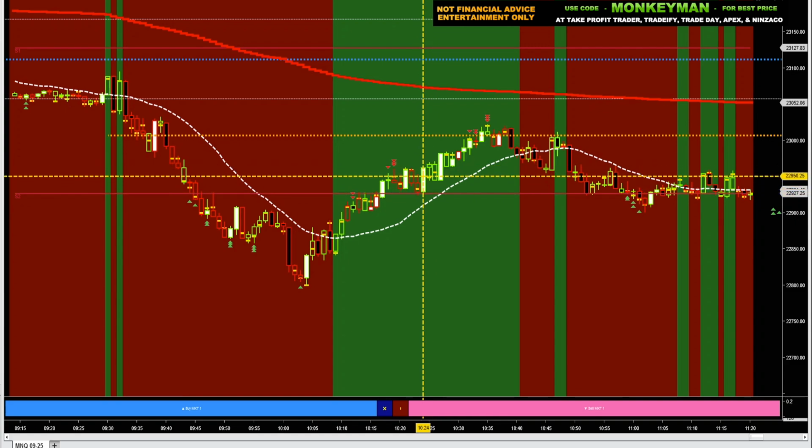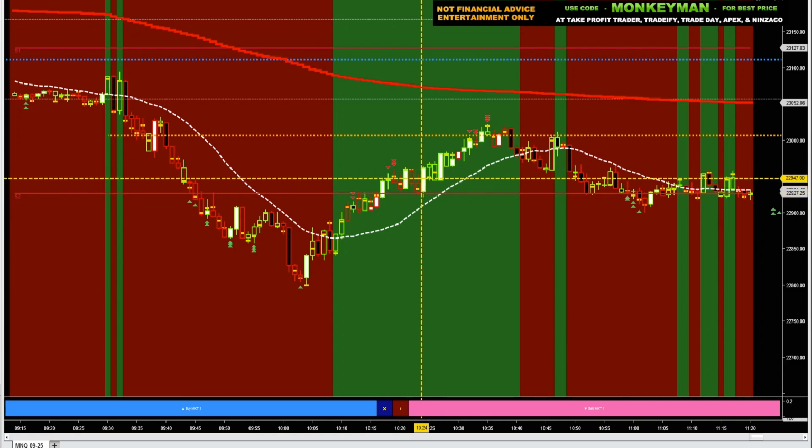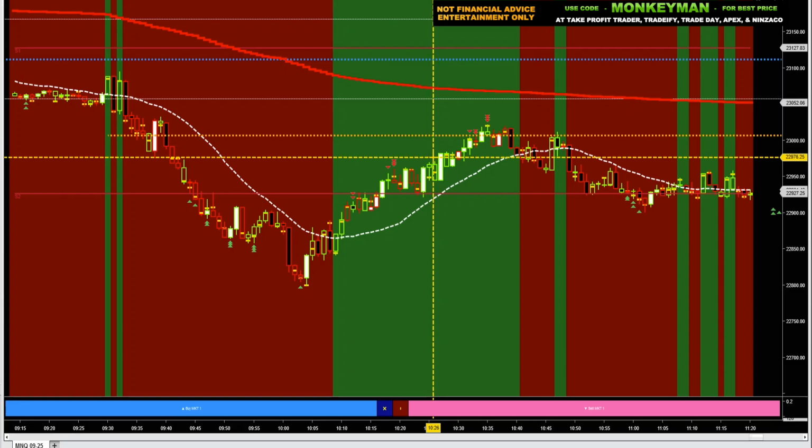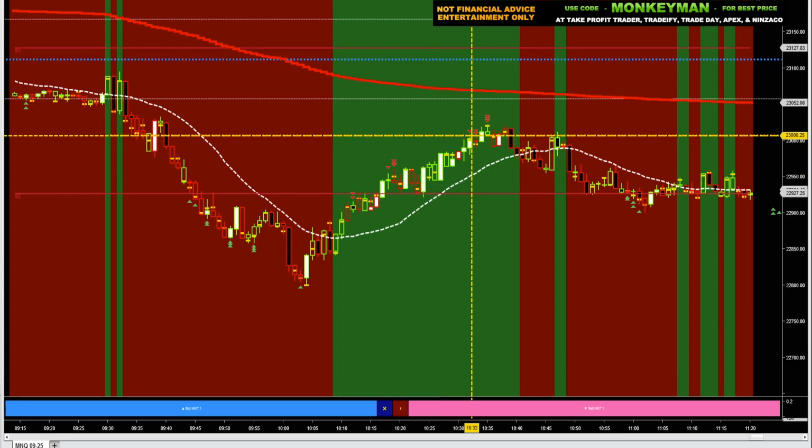Got some more bullish ADX. Green Delta, green background. Push back up to the 15-minute center. So those are the things that I'm looking for when I'm trading this system. This is a 1-minute chart.